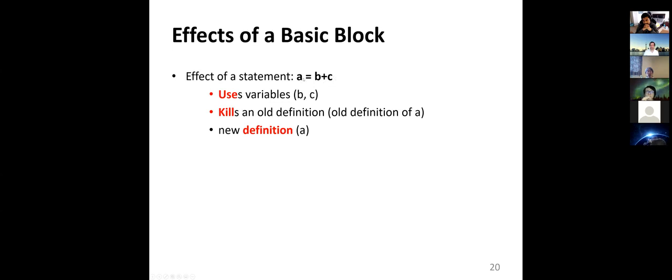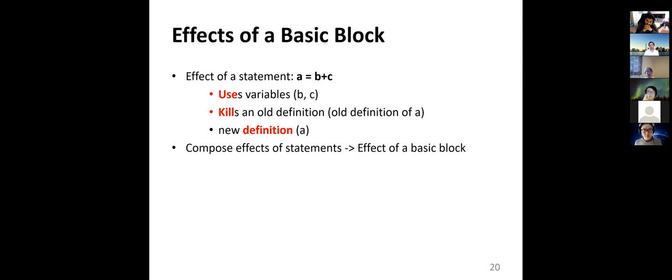Another thing we know is that A equals B plus C kills an old definition of A. Whatever A was before, I don't care. Now there is a new definition in this basic block, and everything below the statement in this basic block should use the new definition, not the old definition. And A here in the statement defines this new definition of A. Okay, that's what a single statement does for uses, definitions and the kill sets.